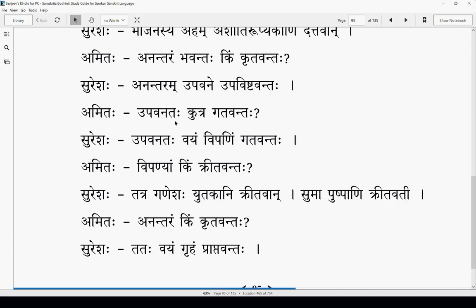But in what vibhakti sense? What is the meaning of upavanataha here? From the garden, where did you go? Actually, the vibhakti should have been Panchami, like upavanat. Upavanat is fine or upavanataha. Kutra gatavantaha? Upavanataha vayam vipanim gatavantaha. Vipanim is like apanaha. Apanaha means shop. Vipani is a collection or group of shops, like a mall.